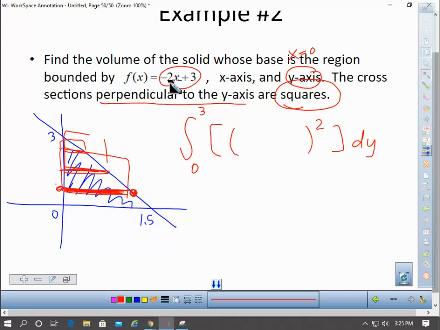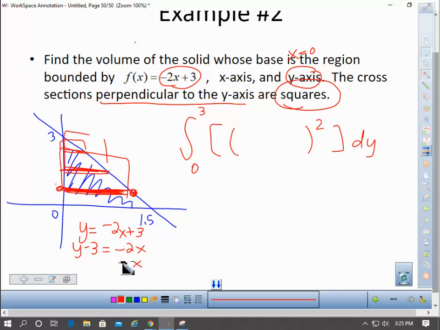But this is not in y's, okay? So I'm not going to do what I did last time to you. All right, we need to be in y's. So this equation is y equals negative 2x plus 3. So I can't put negative 2x plus 3 in here because I need to be in y's. So I need to solve this for x. So let's move the 3 over. Y minus 3 equals negative 2x.